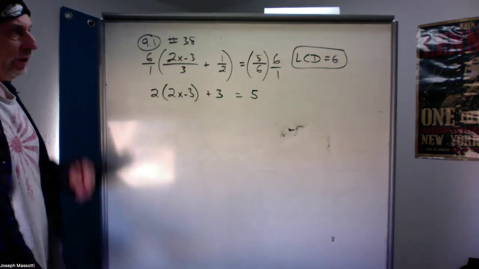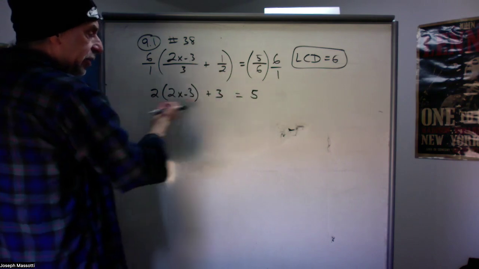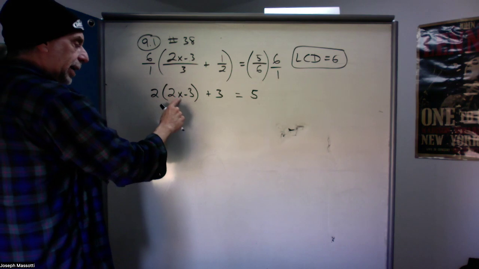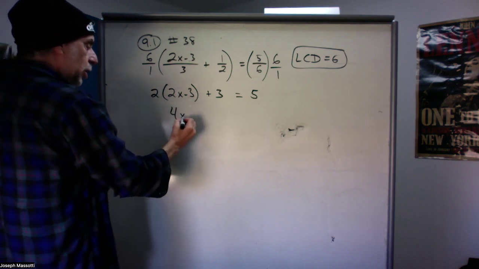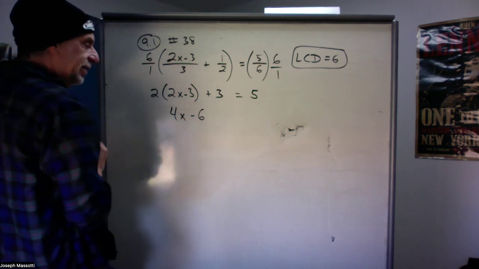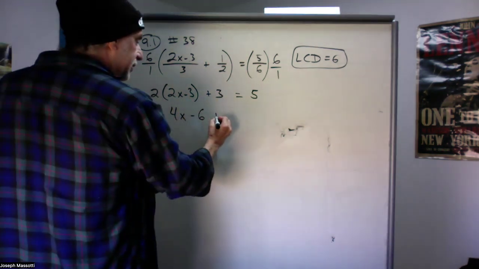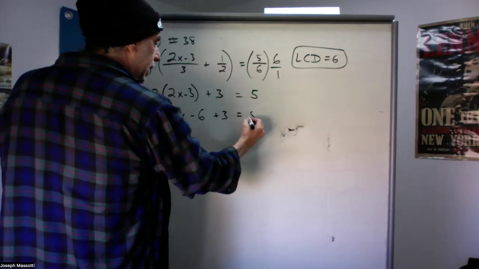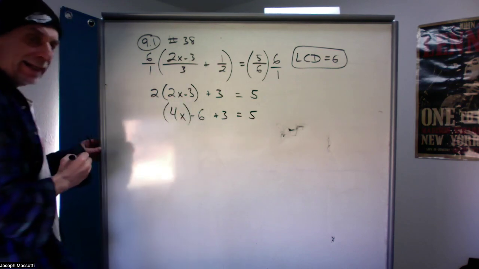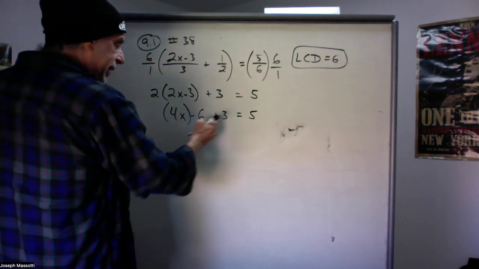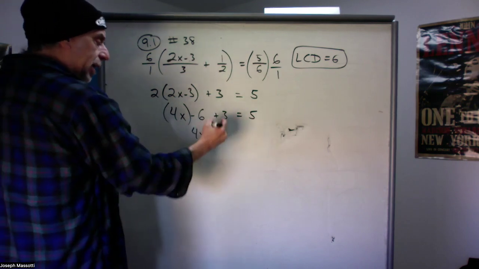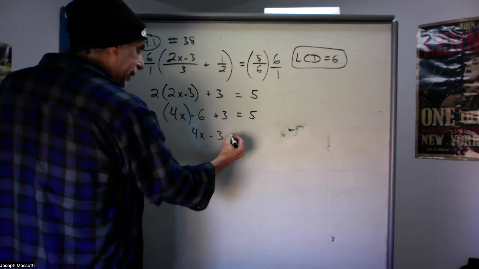And again, after we do that step, we have a nice one variable equation. Now we distribute the 2. We're saying 2 times 2x is 4x. 2 times negative 3 is negative 6. We still have this positive 3 here. And we still have the 5 over there. And we want to isolate the term with the x in it. So let's add these together first. So we'll get 4x, and a negative 6 and a positive 3 leaves us with negative 3.